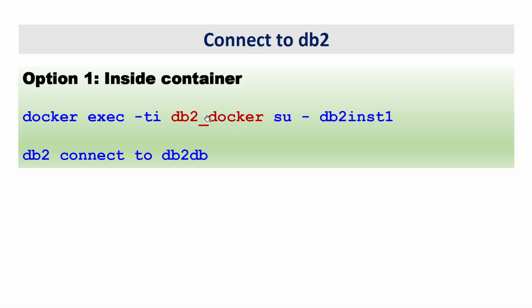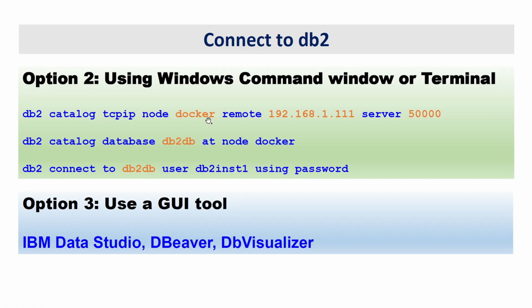Now if you don't want to connect from inside the container, and want to connect via a remote Windows command window or Unix terminal, you can catalog the node. So you'll catalog the TCP/IP node. You can give whatever name here. This is the IP address of the machine where the Docker is running. This is the port that we specified. Then we will catalog the database, and once we have cataloged the node and the database, you are ready to connect to the Db2 database that you have cataloged.